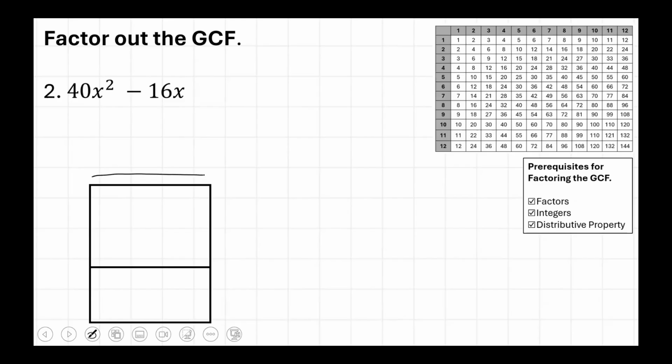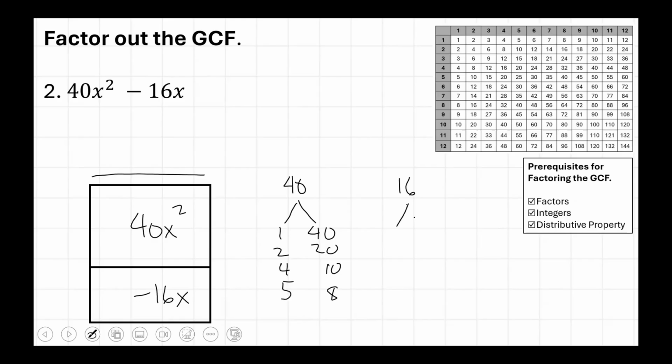So let's write the area, 40x squared and negative 16x. By writing our numerical coefficients, we get 40 and 16. Listing all the factors of 40: 1 times 40, 2 times 20, 4 times 10, and 5 times 8. For 16, we get 1 times 16, 2 times 8, and 4 times 4. And we can see that the GCF is 8.